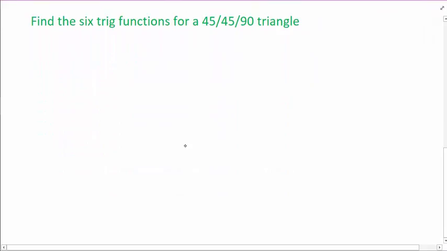I'm going to ask you to find the 6 trig functions for a 45-45-90 degree triangle. These should all say degree here. If you're going to utilize your calculator here, make sure your calculator is in degree mode. I am not giving you the dimensions of the hypotenuse or of the two congruent sides of this triangle. I would like you to define a 45-45-90 triangle.